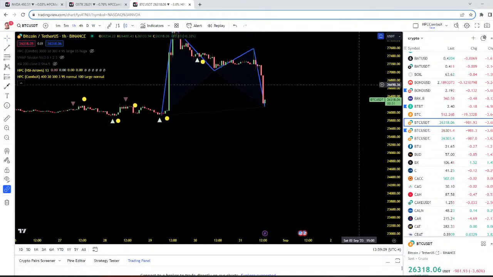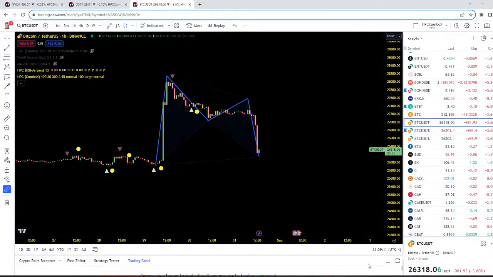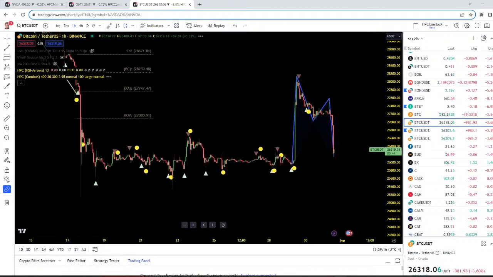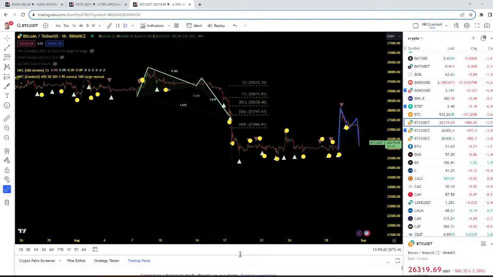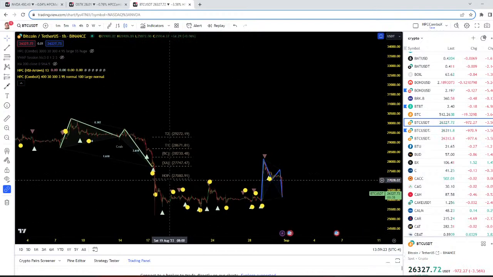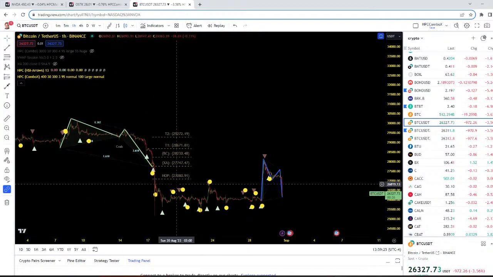Yep, right on back down. And it's not even over. We got 2 more hours on this 4-hour candle. Right on back down. Yeah, and this is the 4-hour chart from that. So already failed for me. 27 was a failure on that crab.